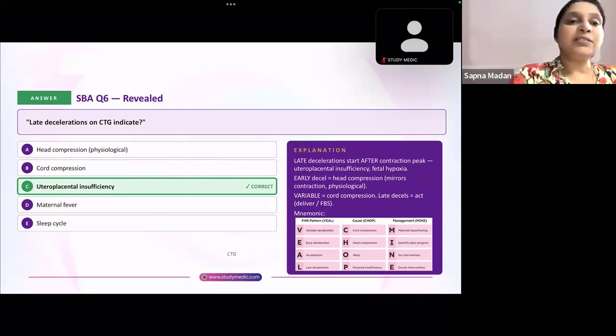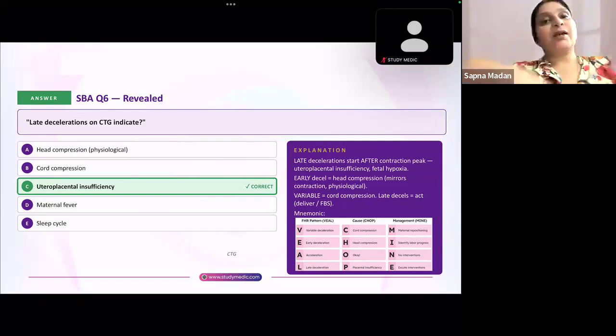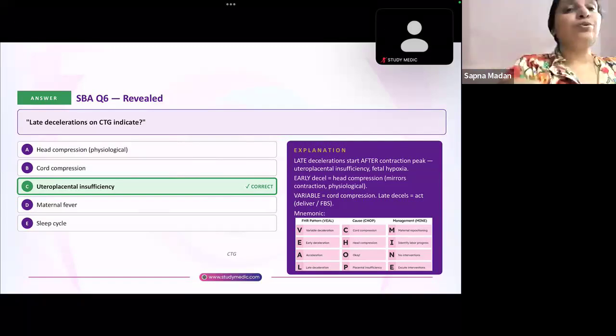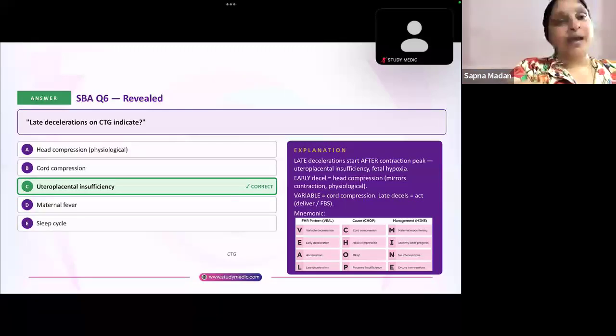Then you have late decelerations, which are caused by placental insufficiency, which the question was asking. And what do you need to do? You need to intervene. You need to take action. Whether it is conservative or definitive, you will decide by ruling out the acute events, etc.